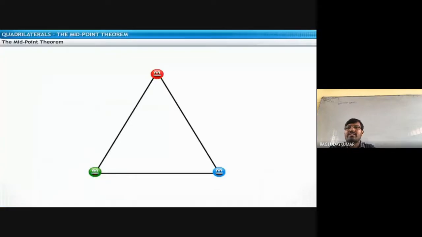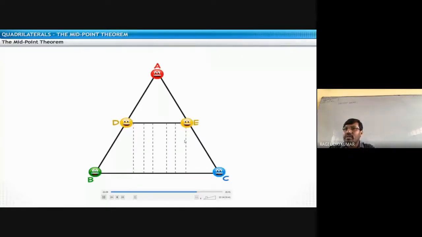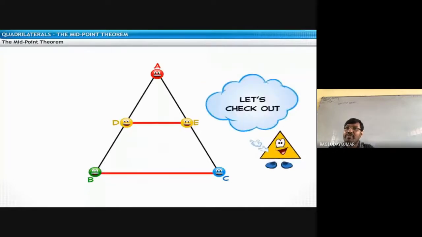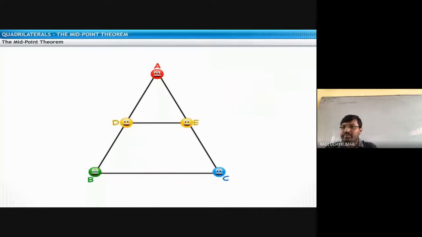So what is the statement if you take into consideration? Triangle ABC is one triangle. Is it visible to you? And D and E are the midpoints of AB and AC, and if you join the two midpoints D and E, it is parallel to the third side BC. Parallel, distance is the same, you can see that clearly, right? So DE is parallel to BC and DE is half of the BC. So let us check it out.